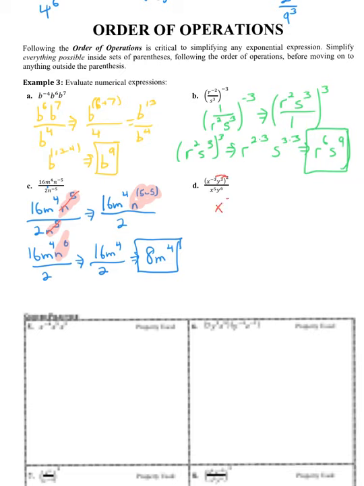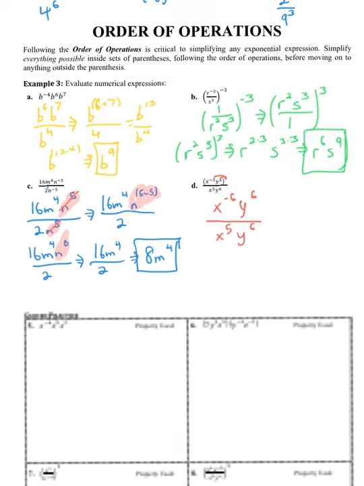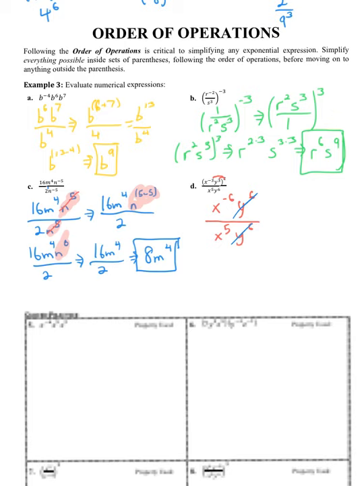So first, this time I'm going to distribute the 2. I'm going to get x to the negative 6th, y to the positive 6th, over x to the 5th, y to the 6th. And this is an example where, hey, look, there's a y to the 6th, y to the 6th. I'm just going to get rid of those right now. And I'm left with x to the negative 6th over x to the 5th. Those become just a 1, so we don't need to write them.